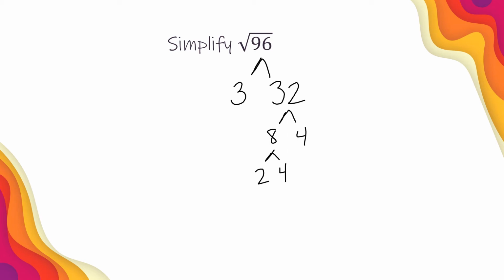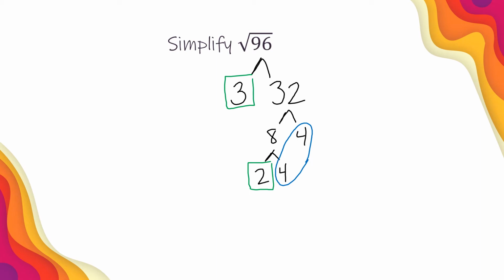Now, if you get to this point and you already have a couple, you don't have to keep going. So I can go ahead and circle this pair of 4s as a couple. And then I'm done because I can't break down 2 and 3 any further. So those are my 2 singles.